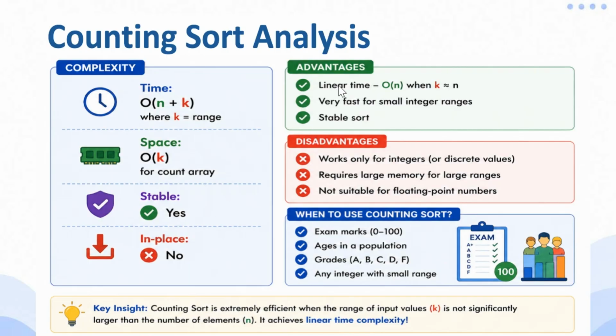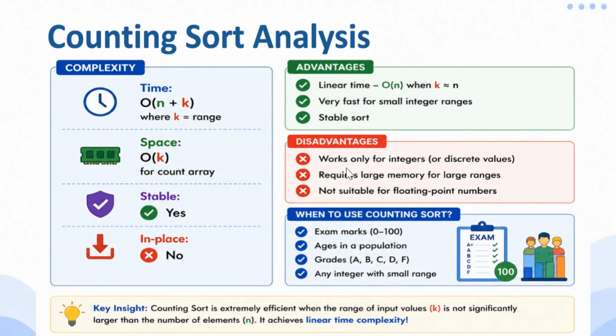So the advantages, we can say this is the biggest advantage: counting sort can sort in O(n) time, which is faster than any comparison based sort, right? And it is a stable sort. This makes it useful for multi-key sorting and other applications where stability matters, right? And it's also simple. The algorithm is straightforward and easy to understand, and it has predictable performance.